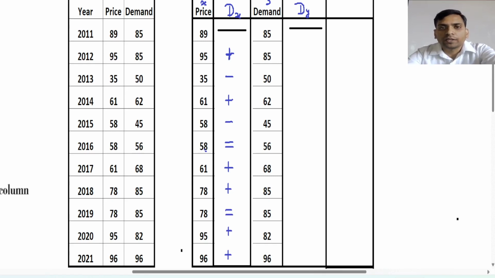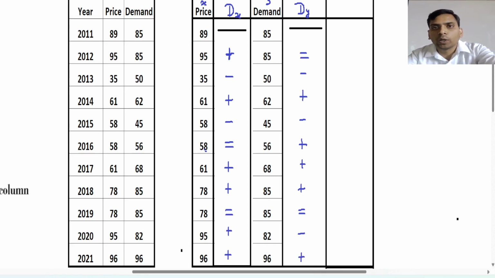For the second quantity, this is equal to the previous one, both are 85, so we put an equal sign. Now 50 is decreased with respect to 85, so we put minus, and 62 is increased with respect to 50, so plus. Then 45 decreased, 56 increased, then increased, then again increased, then equal because 85 to 85 has no change. Now 82 means decrement, 96 means increment. So these are the deviations.